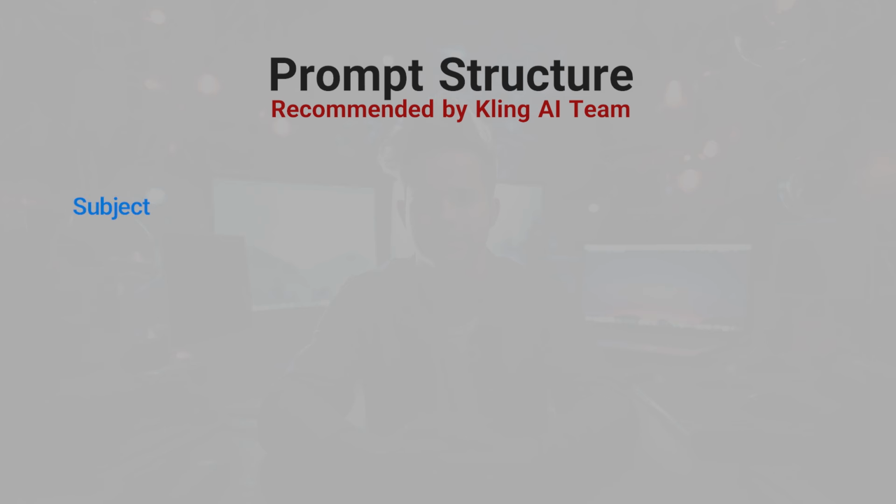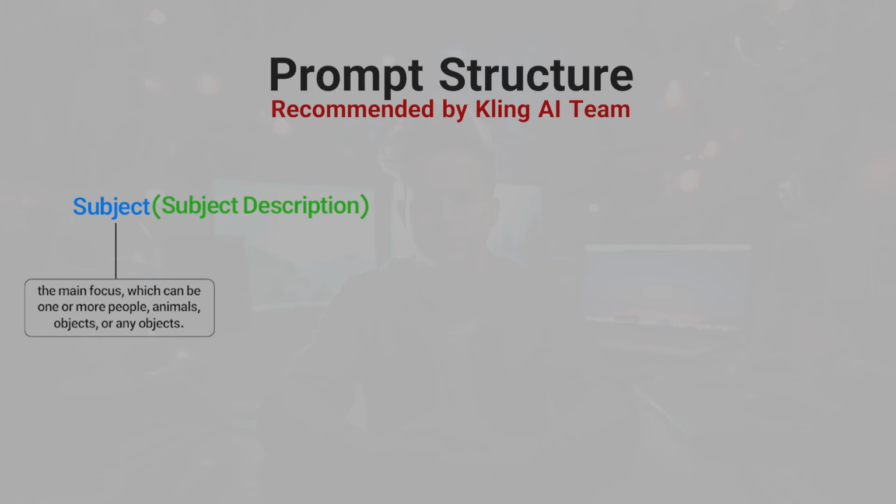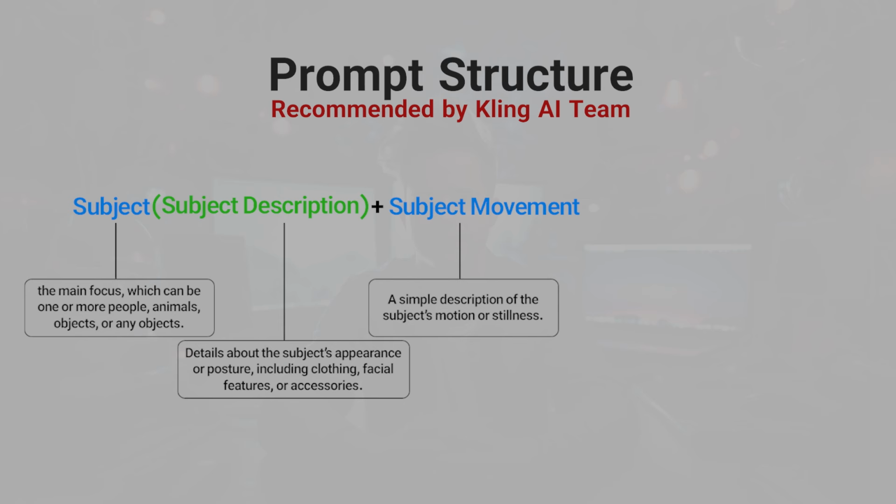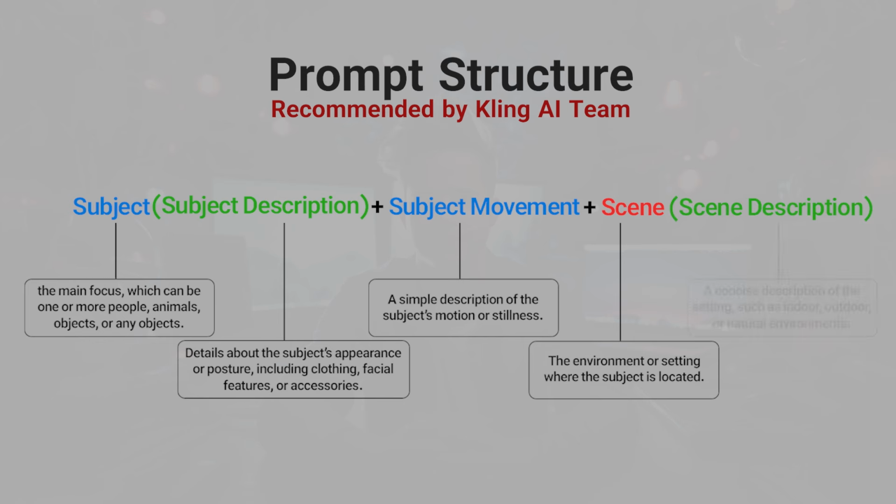First, we need a subject, which is the main focus. It can include one or more people, animals, objects, or any other elements. It is better to add details about the subject's appearance or posture, including clothing, facial features, or accessories. Then we should write the subject's movement. It should be a simple description of the subject's motion or stillness. Then we can describe our scene and the environment or setting where the subject is located. And we can add a brief description of the setting, such as indoor, outdoor, or natural environments.